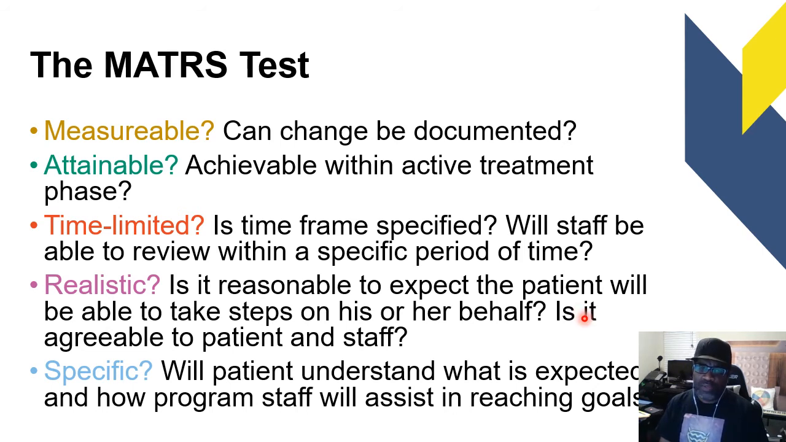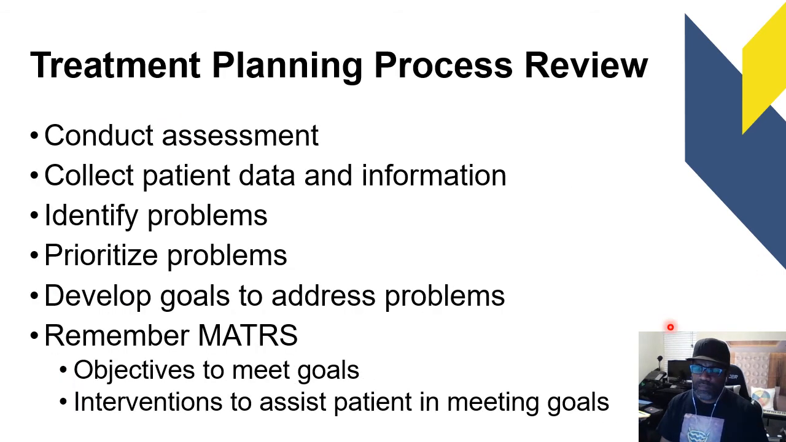Is it measurable? Is it attainable? Is it time limited? Is it realistic? Is it specific? Treatment plan and process review. You conduct the assessment. You collect patient data and information. You identify problems. You develop goals to address problems. You remember MATRS, or you remember SMART. Objectives to meet goals and interventions to assist the patient in meeting those identified goals.